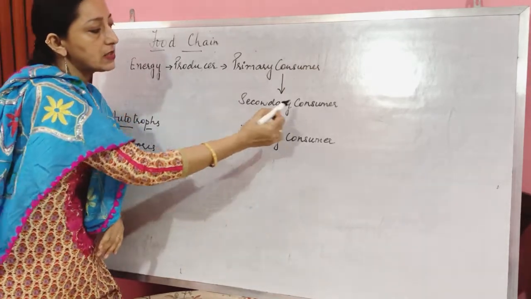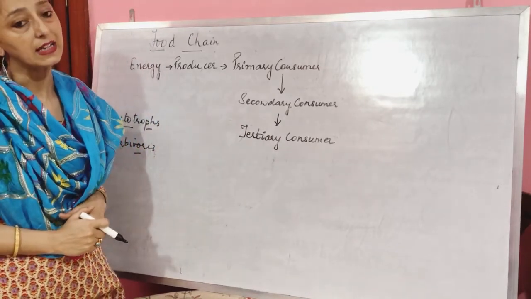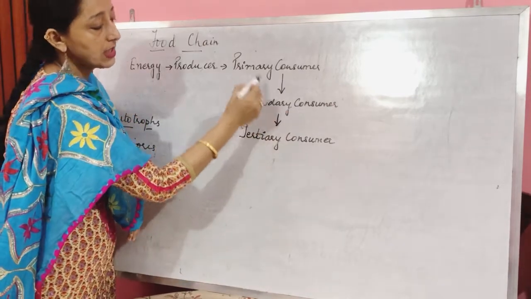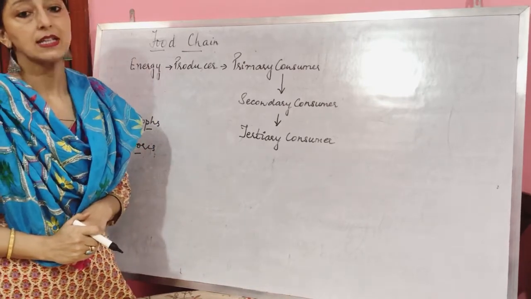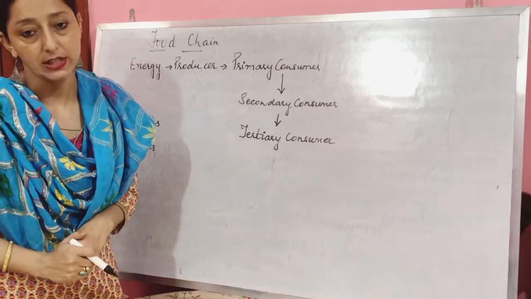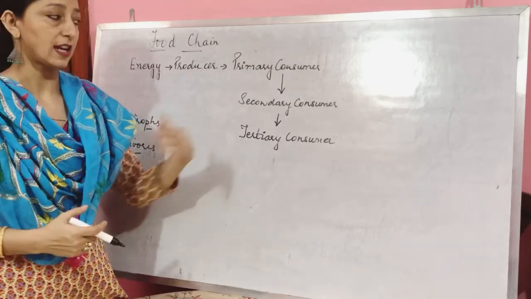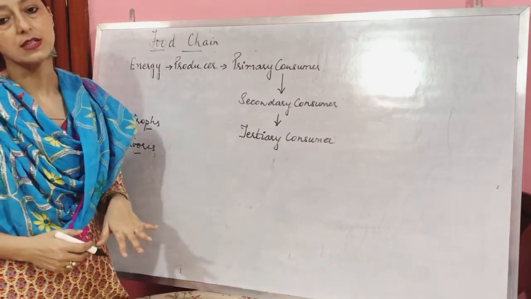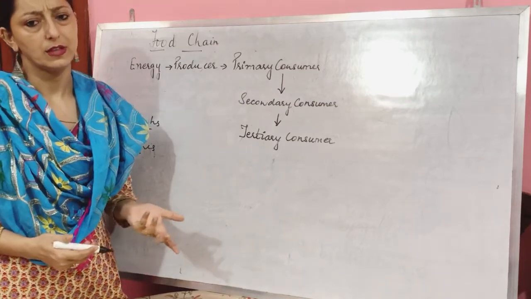Now comes secondary consumers. Secondary consumers are the animals that eat primary consumers. They are also known as carnivores, that means they are meat or flesh eaters. And omnivores also. Omnivores, that means those animals which can eat plants as well as animals. For example, dog, snake, tiger, and so on.